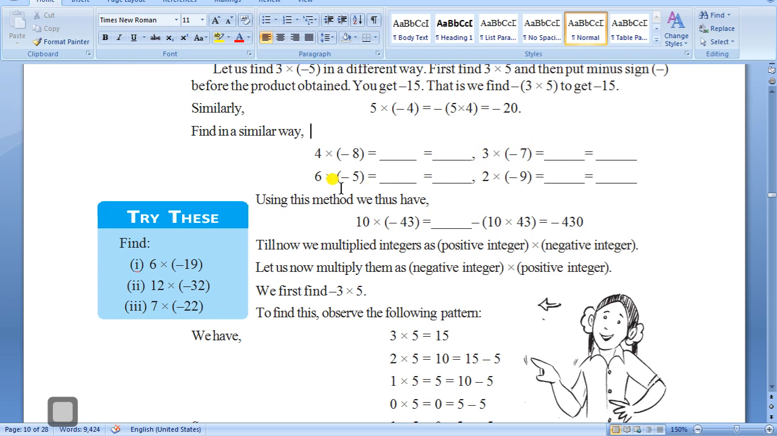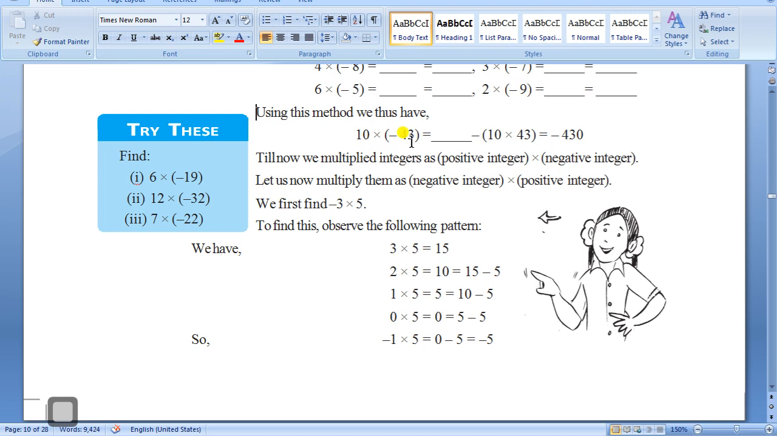5 × (-6), that is -30. And 9 × (-2) is -18. Using this method, we have 10 × (-43) = -(10 × 43) = -430. Till now we multiplied integers as a positive integer and a negative integer.